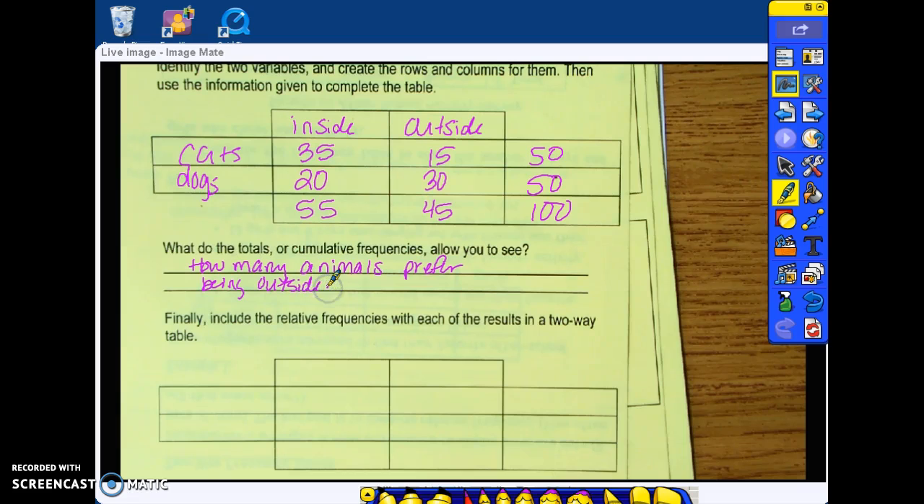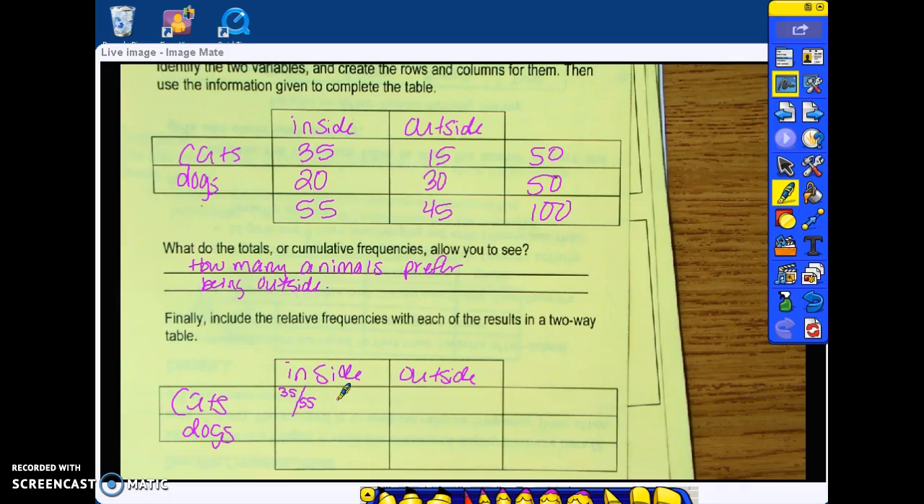Once we do the cumulative frequencies, we can create a relative frequency chart. Again, we have our cats and dogs and our inside and outside. Cumulative is everything as a whole, but relative frequency is percentages. We're looking at this many cats like being inside out of all the animals that like being inside. So we have 35 cats out of 55 total that like being inside.